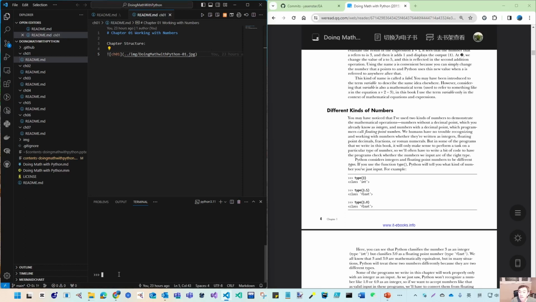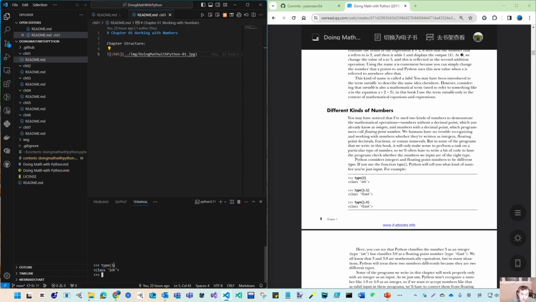First, let's talk about the type. In every programming language, you have data types. In Python, you can put type, and with parentheses you put a number inside. Then it will tell you the type name. It's a class, because Python treats each element as a class, being object oriented.